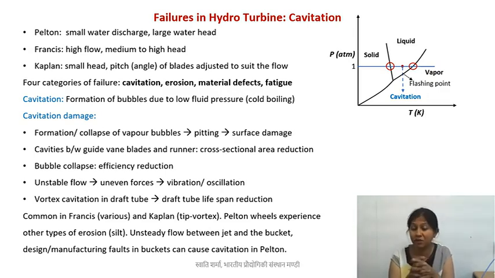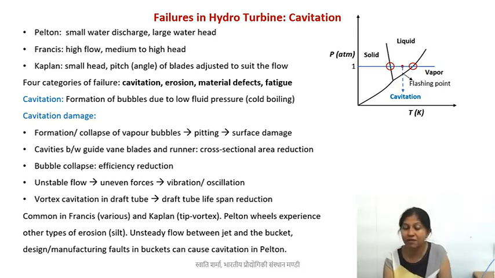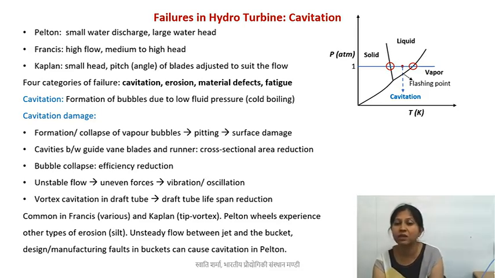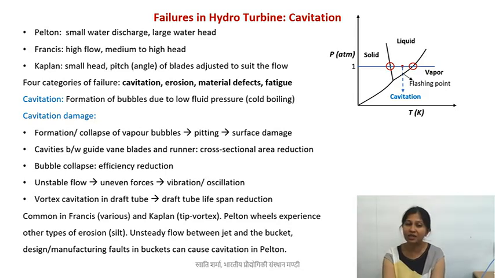So if the wheel has not been designed properly, the splitting of the jet is not happening evenly, or if there is some manufacturing defect, maybe one side is heavier than the other, the Pelton wheel is not perfectly symmetric, for example. In that case, there may be some cavitation which can lead to damage of the Pelton wheel itself as well. However, this kind of problem is more common in Francis and Kaplan turbines.